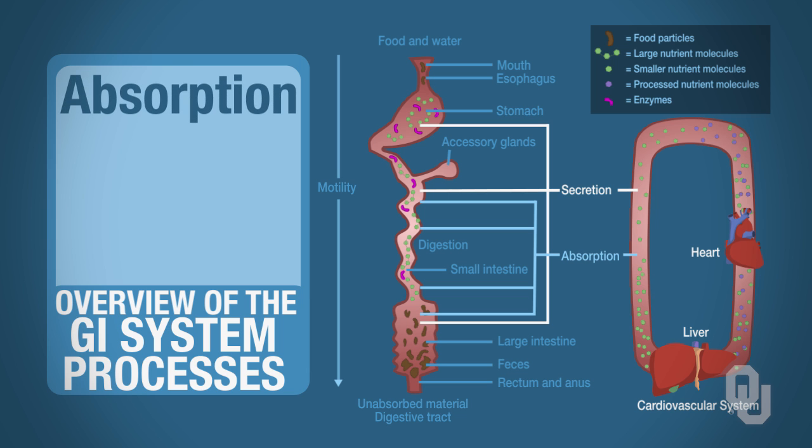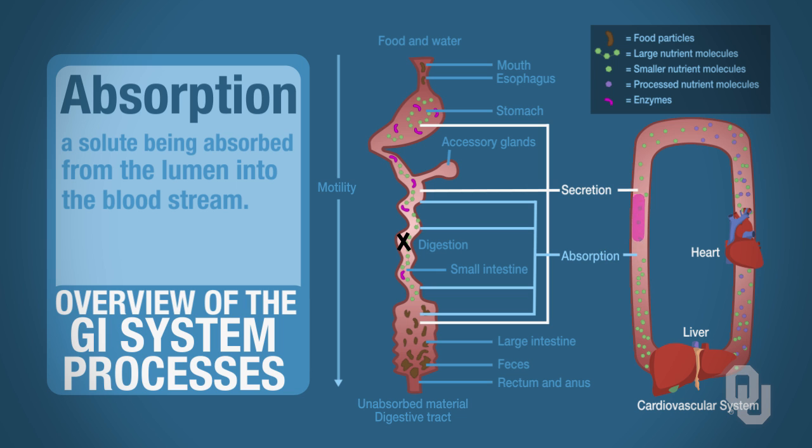The last digestive process for us to talk about is absorption. And so what absorption means is we're taking some sort of solute from the lumen of the gut, and I'll put an X, and we're absorbing those into the bloodstream. So it can be quite the opposite of secretion. One of the examples of secretion is from the blood to the lumen. Absorption, we're going from the lumen of the GI tract to the blood.